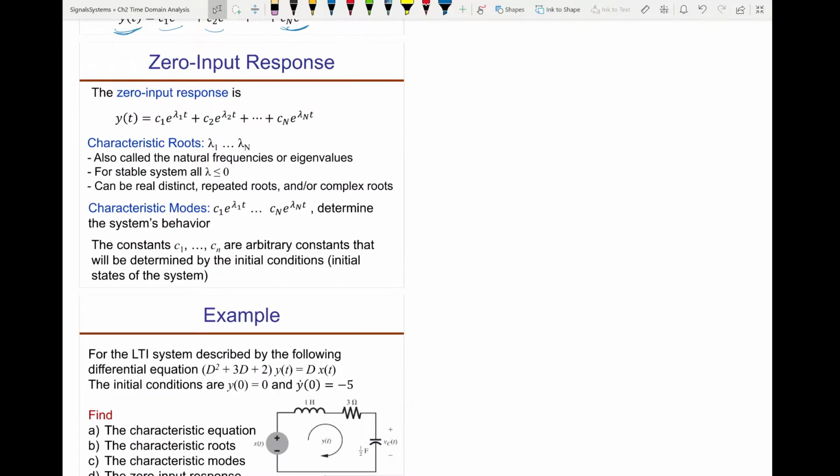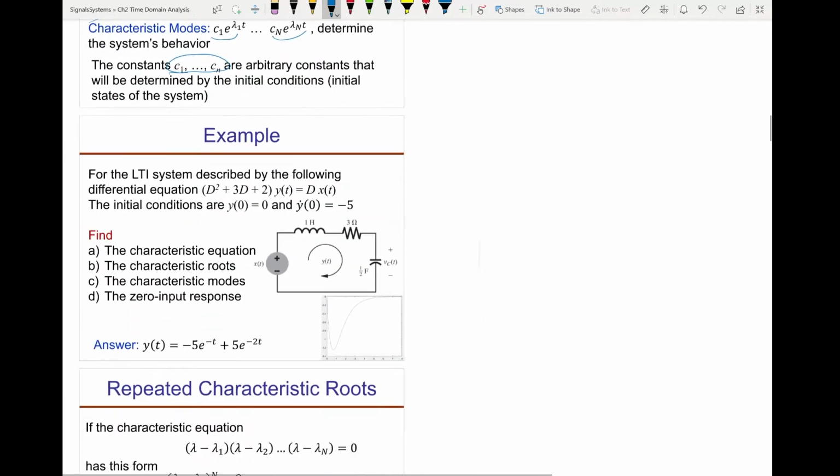So let's identify some of the parameters. We said lambda 1, lambda 2, we call them the characteristic roots of the system because they characterize the system. And all these possible outputs or a combination of them, we call them the characteristic modes of the system. And all these constants, C1, C2, Cn, we define them using initial conditions of the system, or basically the energy stored in the system. So let's do this example.